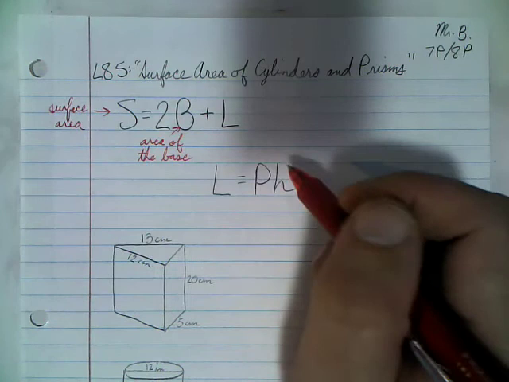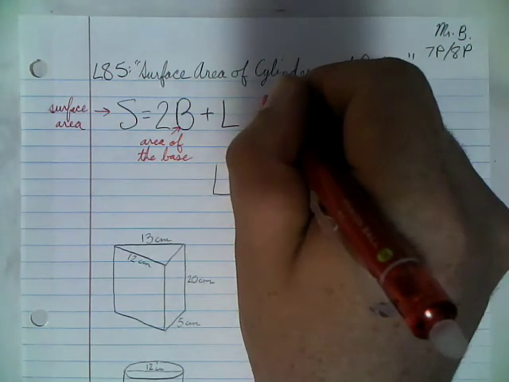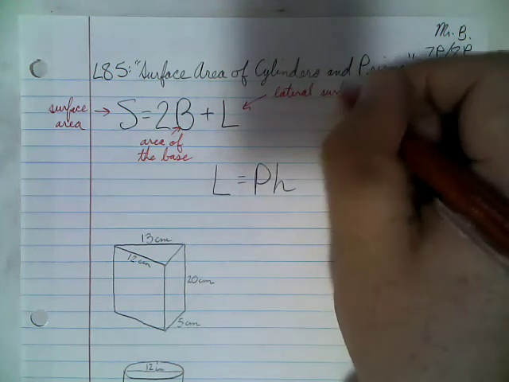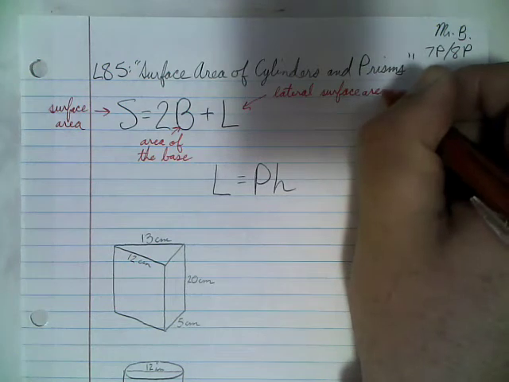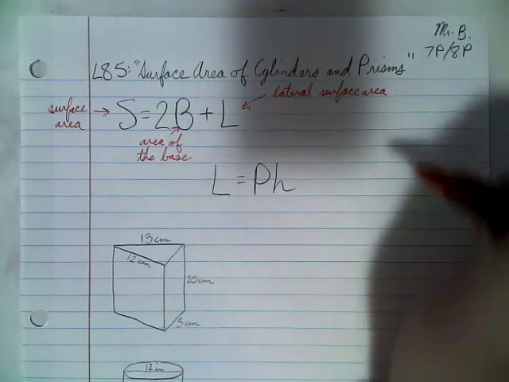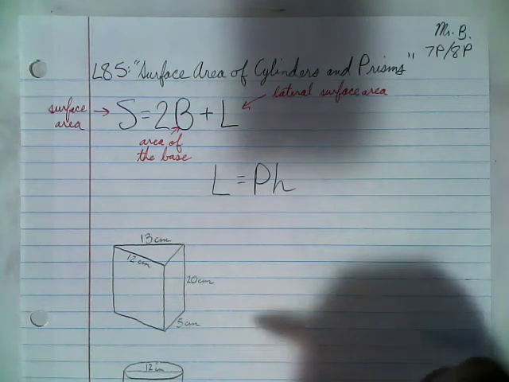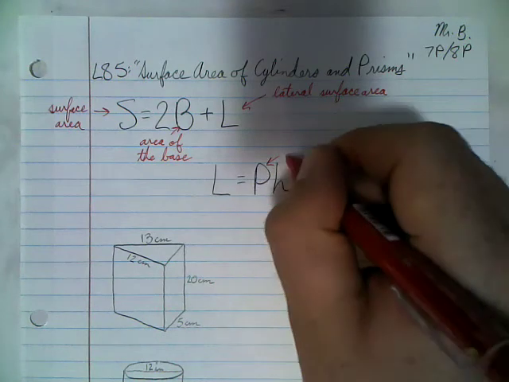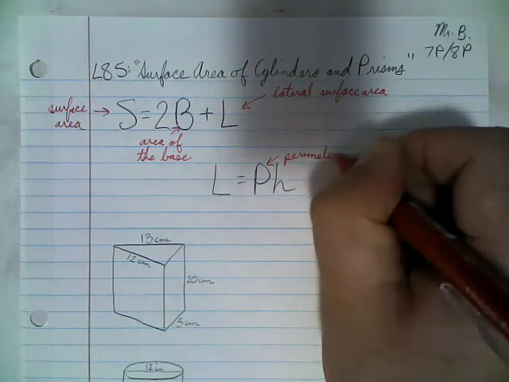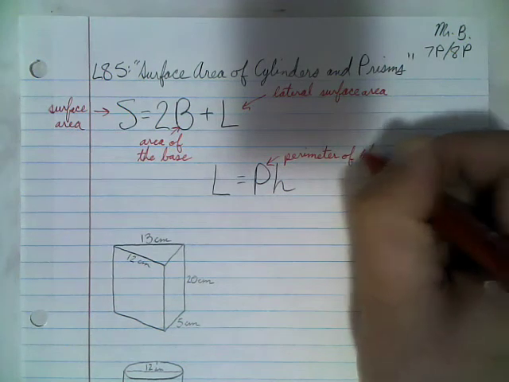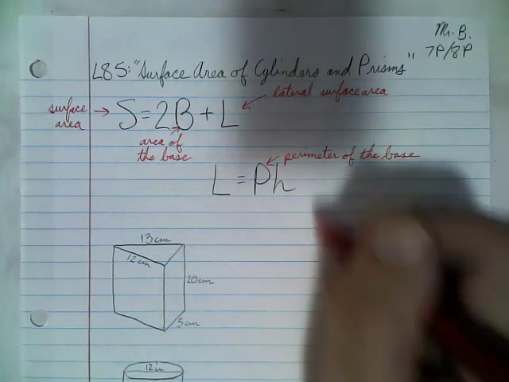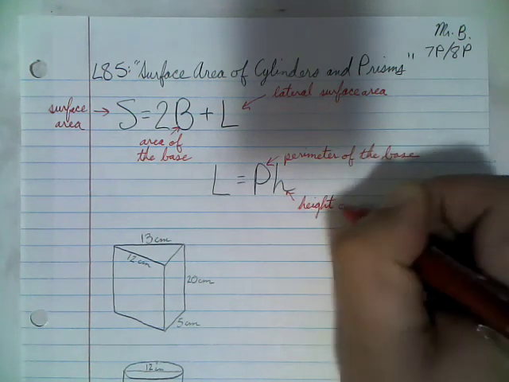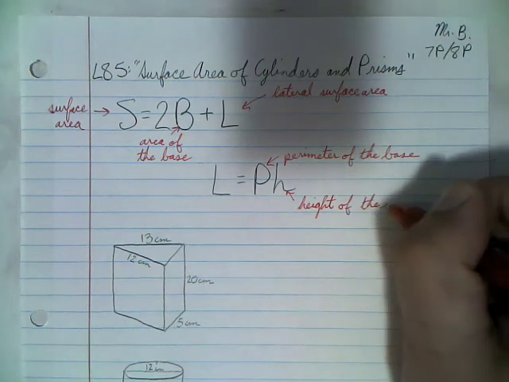And then finally, capital L here stands for the lateral surface area, which can be calculated by doing PH, where capital P here is the perimeter of the base, and H is the height of the cylinder or prism.